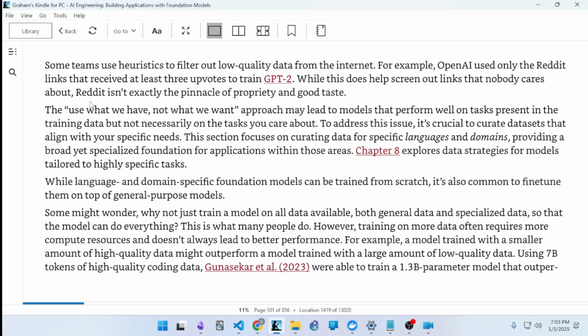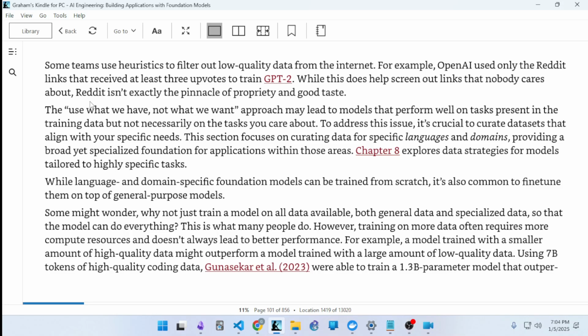While language and domain-specific foundation models can be trained from scratch, it's also common to fine-tune them on top of general-purpose models. Some might wonder, why not just train a model on all data available, both general data and specialized data, so that the model can do everything? This is what many people do. However, training on more data often requires more compute resources and doesn't always lead to better performance. For example, a model trained with a smaller amount of high quality data might outperform a model trained with a large amount of low quality data.